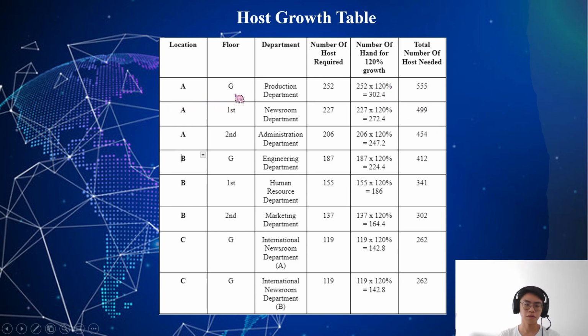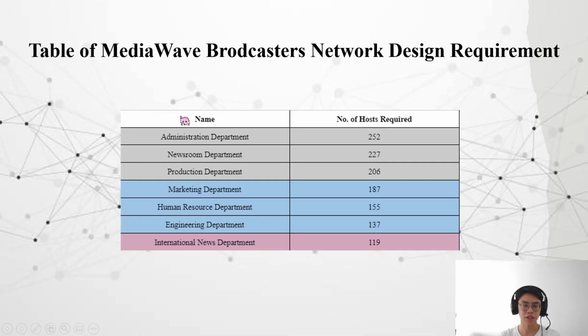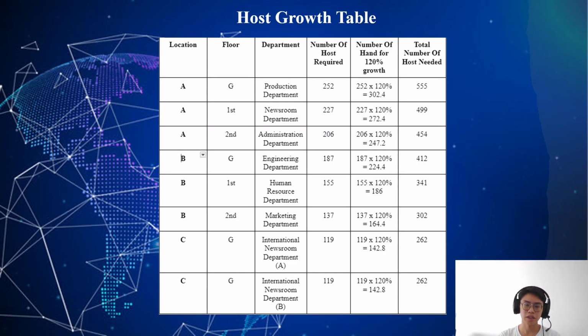For location A, at the ground floor is the production department. The number of hosts required is 255, as shown just now. The growth is 1.2, and the total number of hosts needed calculation is 255 times 1.2 equals 202.4, plus the number of hosts required, which is 255, and the total becomes 555. The first floor is the newsroom department. The number of hosts required is 257, times 1.2 equals 272.4, and the total number of hosts needed is 499. The second is the administration department, 206 times 1.2 equals 247.2, plus together equals 454.